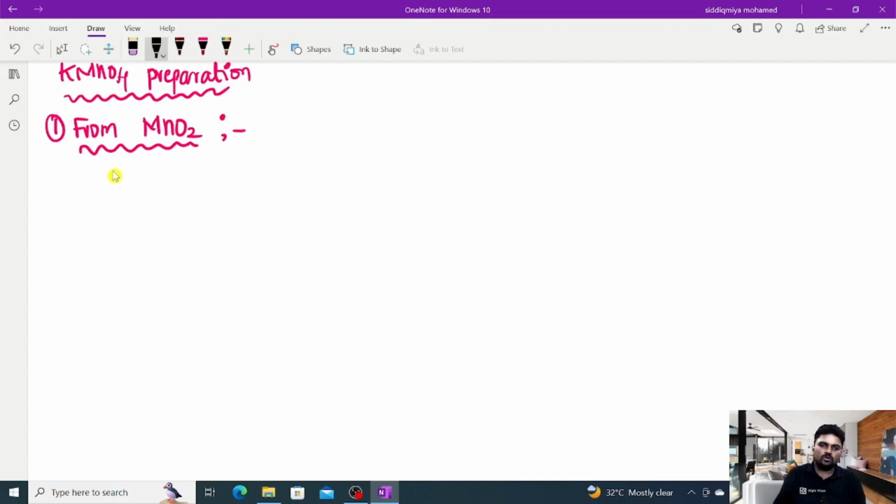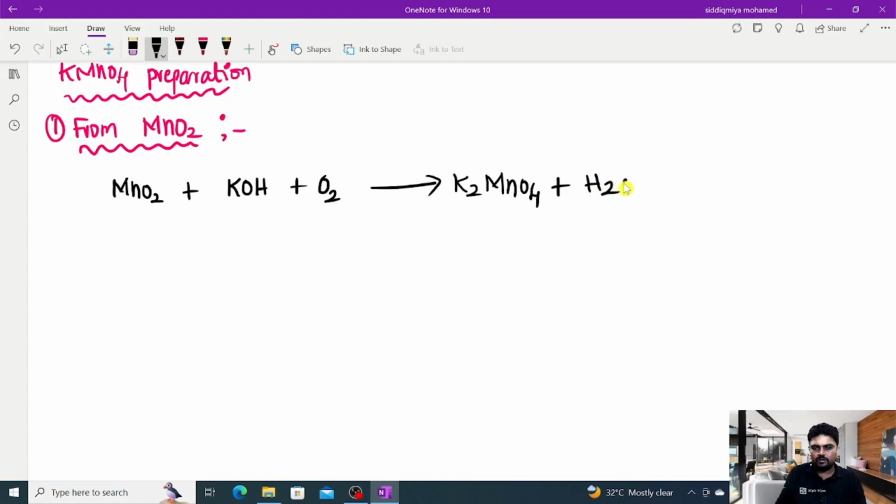So many students feel it is difficult to balance this equation, so I will give you the trick. Manganese dioxide, when you treat it with KOH solution and oxygen, you will get potassium manganate, K2MnO4, plus water. For these products, just multiply with 2 and 2. This 2 and 2 will repeat in the next step also. Now you can balance according to this.